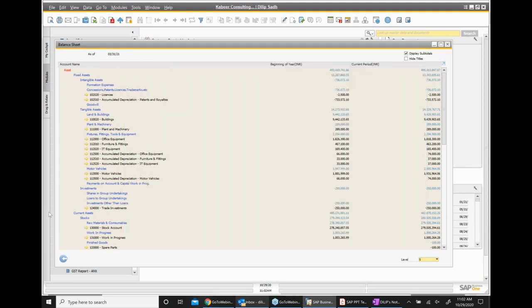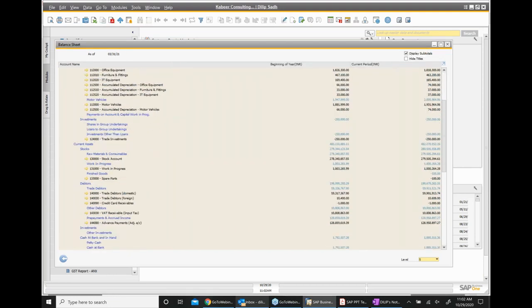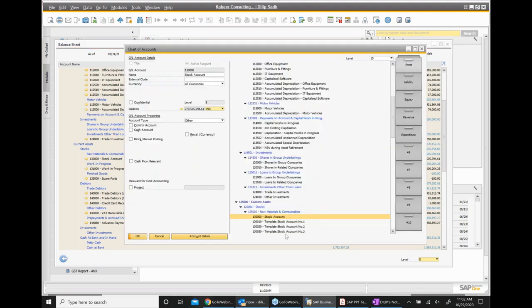I close this. Now here I have some stock accounts. So if you see here, this is my current asset. Here we have an asset account 1300. In this asset account, this is my total amount 278. If I go back to the asset account, this is my asset value.